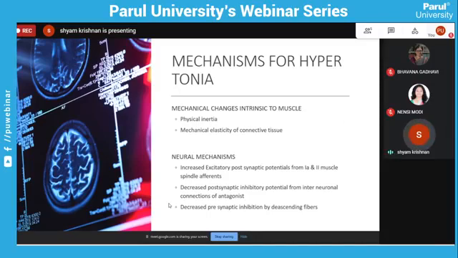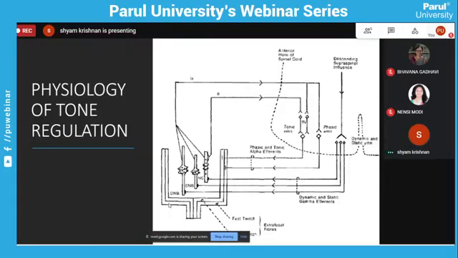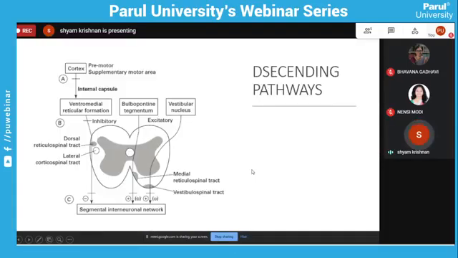The neural mechanisms which are responsible for hypertonia or hypertonicity are, first, increased excitatory postsynaptic potentials from 1A and 2 muscle spindle afferents. Postsynaptic means after the synapse is made. So if there is an increased excitation of these afferents for some reason, a small input which comes from 1A will produce a large response from the alpha motor neuron. That is one of the mechanisms.